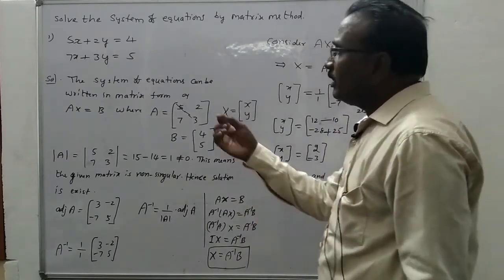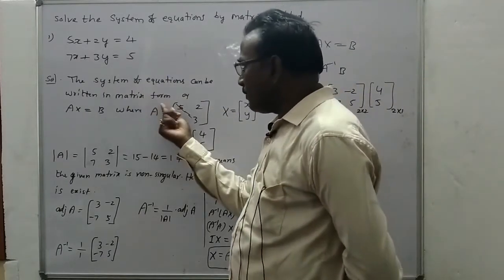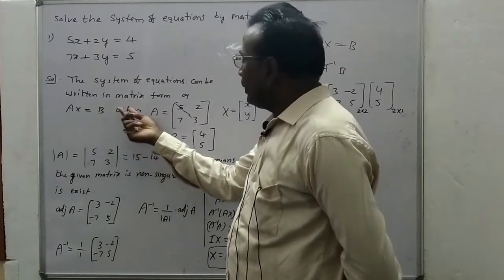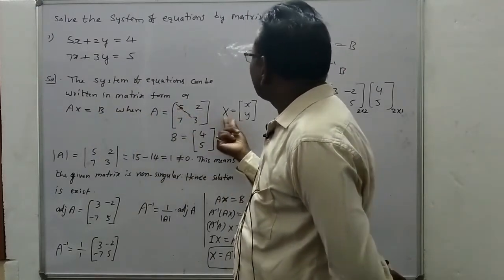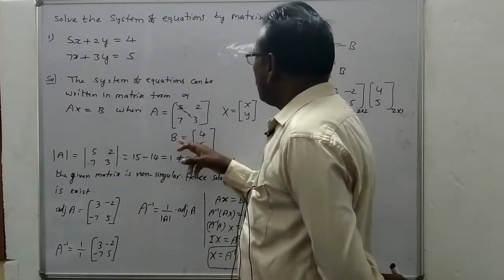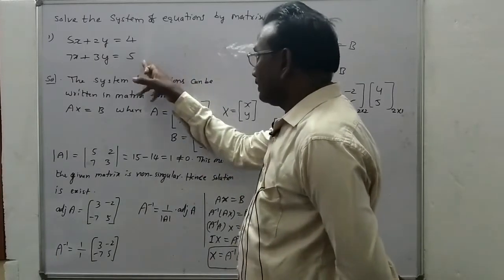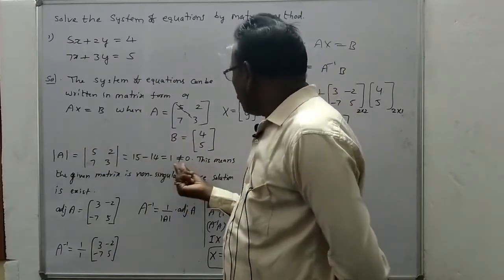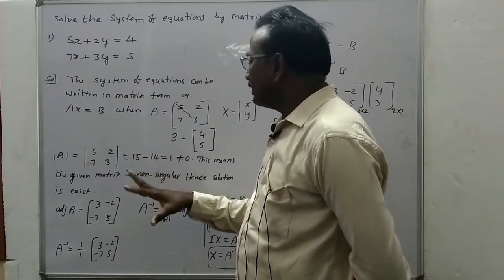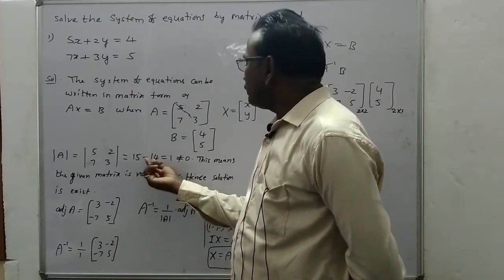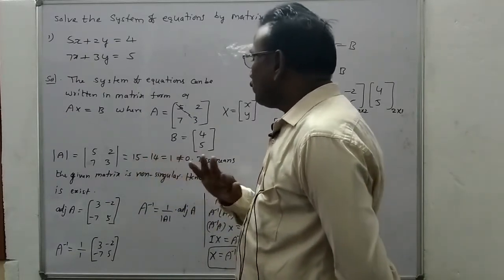First write the given system of equations in matrix form, that is AX is equal to B, where A is the constant coefficient matrix, X is the variable matrix, and B is the constant matrix. Next, find the determinant of A. If it is non-zero, the matrix is non-singular, hence the solution is X. Suppose it is singular, that means the determinant is equal to 0, then the system has no solution.